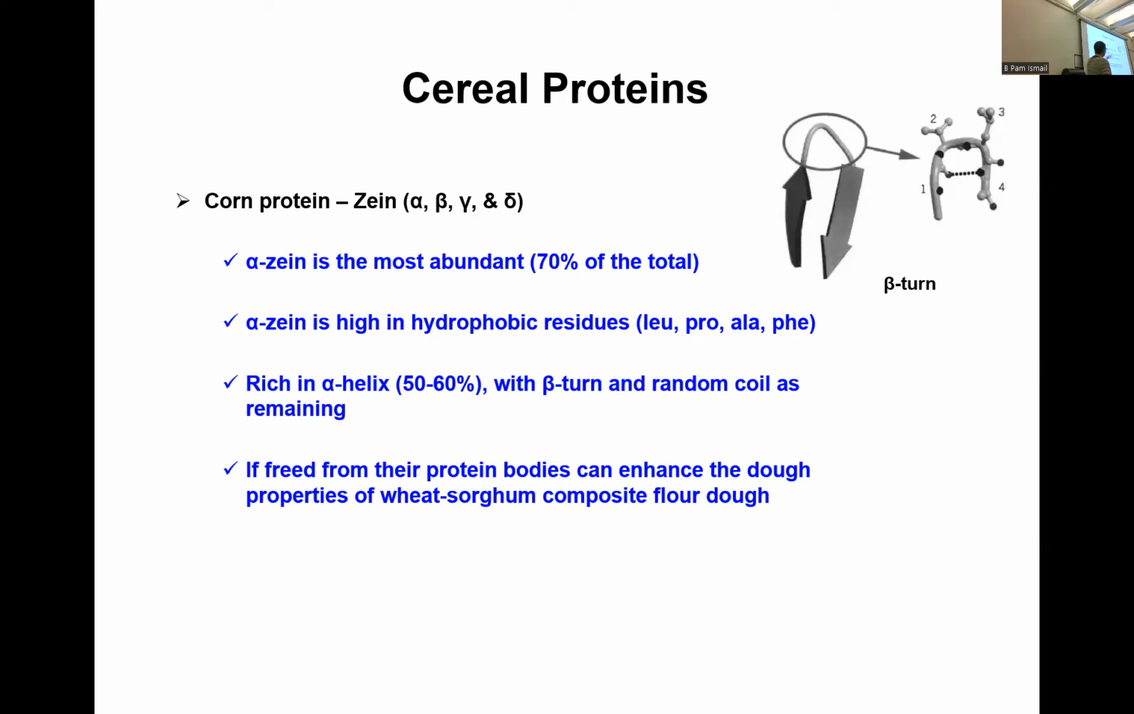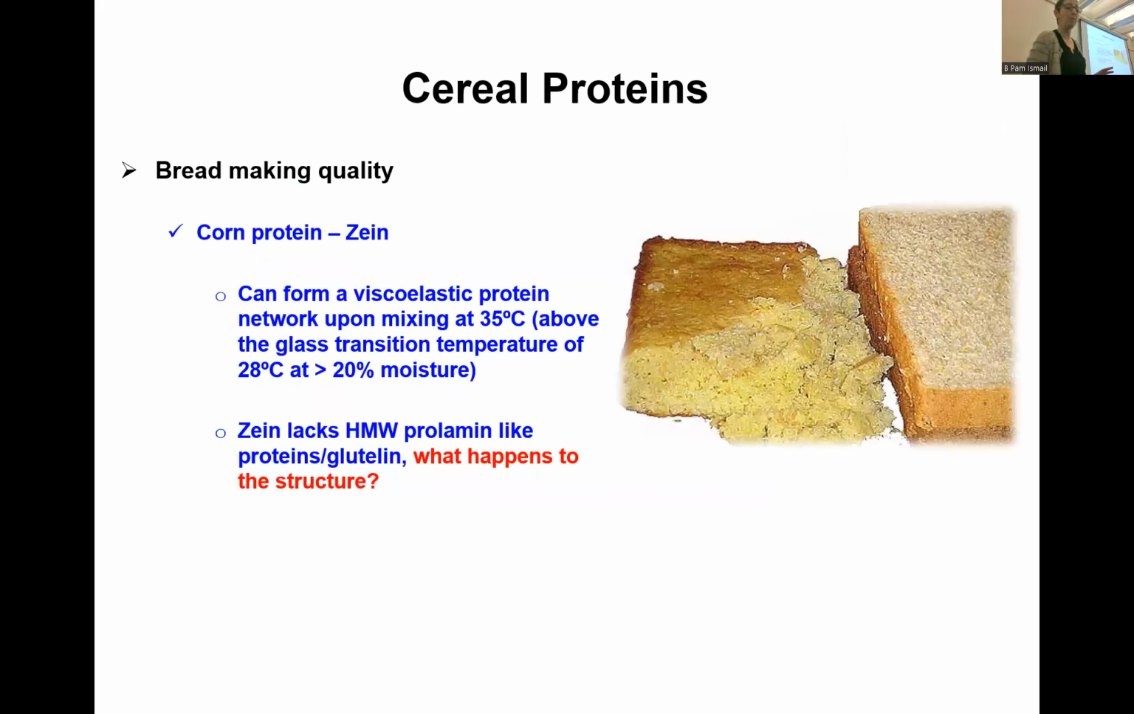The distribution of secondary structure matters. If they are free from the protein bodies, then they can have better dough properties, and oftentimes they are mixed. In a mixture, they perform well. On their own, they don't form good dough structures. This is what happens if you want to bake just corn flour alone. Without any assistance, it doesn't form well, it crumbles.